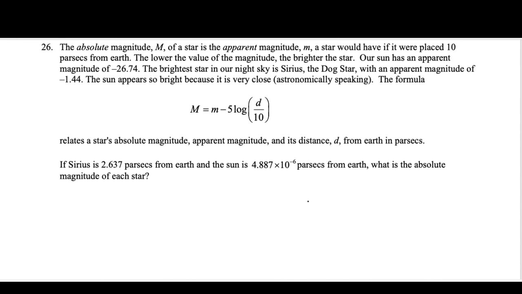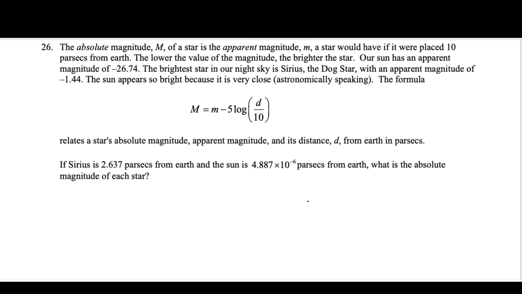Our sun has an apparent magnitude of negative 26.74. The brightest star in our night sky is Sirius, the dog star, with an apparent magnitude of negative 1.44. The sun appears so bright because it's very close. So this formula here, involving a logarithm, relates a star's absolute magnitude, apparent magnitude, and its distance from Earth in parsecs. So the question is, if Sirius is 2.637 parsecs from Earth, and the sun is 4.887 times 10 to the minus 6 parsecs from Earth, what is the absolute magnitude of each star?